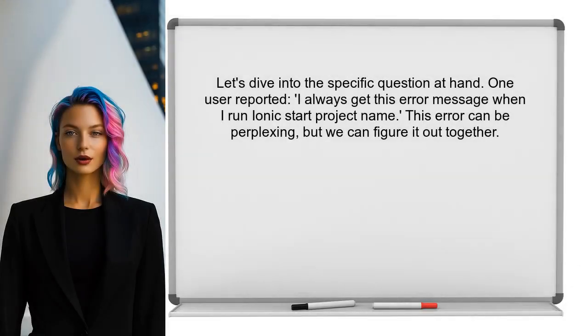Let's dive into the specific question at hand. One user recently reported, "I always get this error message when I run ionic start project name." This error can be quite perplexing, but together we can figure it out.